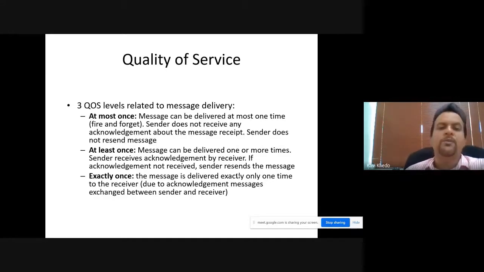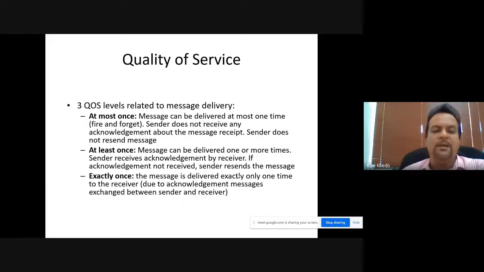Then there is at least once. In at least once, the message can be delivered one or more times. The sender receives an acknowledgement, so I'm expecting an acknowledgement from the receiver. If the acknowledgement is not received, then the sender resends the message after some time interval. So this is at least once.